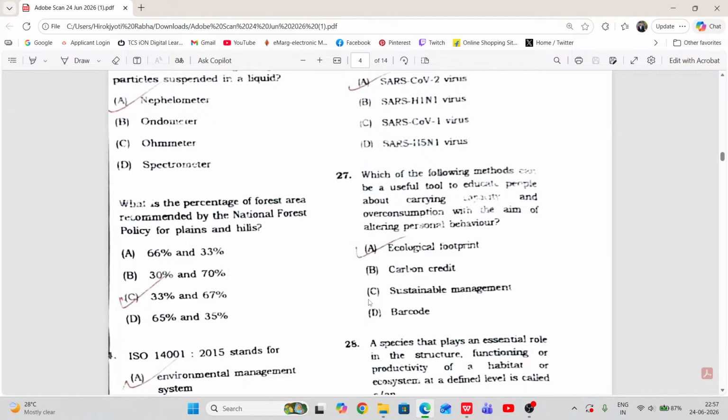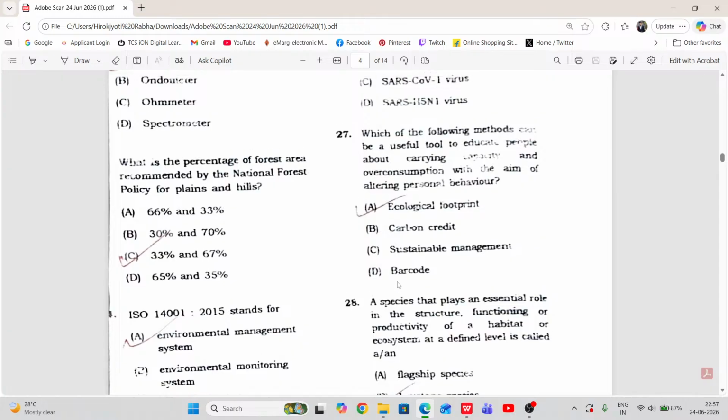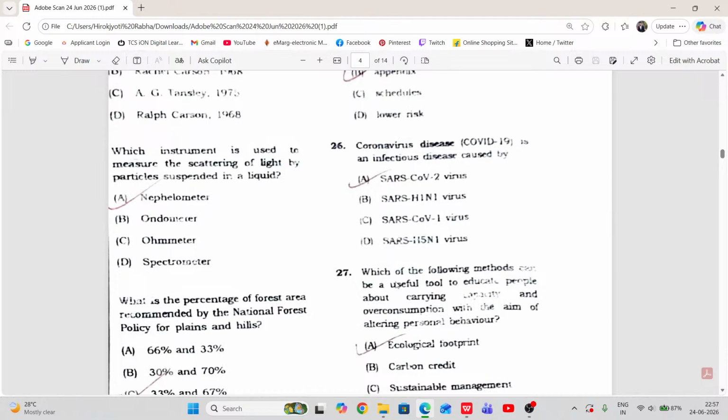What is the percentage of forest area recommended by the National Forest Policy for plains and hills? 33 and 67%. ISO 14001 stands for Environmental Management System. The species covered by CITES are listed in Appendices. Coronavirus is an infectious disease caused by the SARS-CoV-2 virus. Which of the following methods can be a useful tool to educate people about carrying capacity and over-consumption with the aim of altering personal behavior? Option A, ecological footprint.